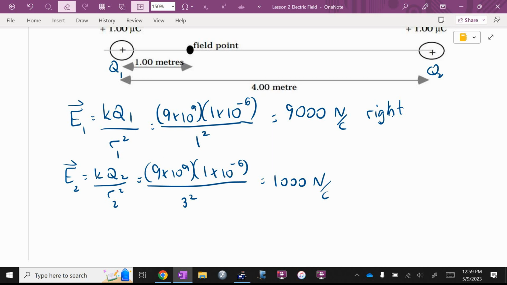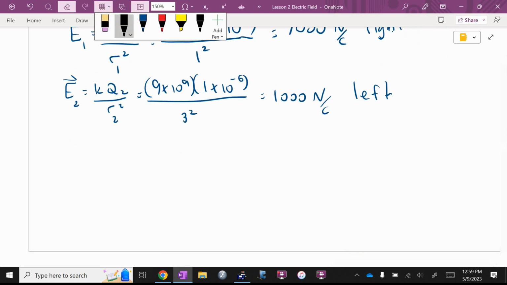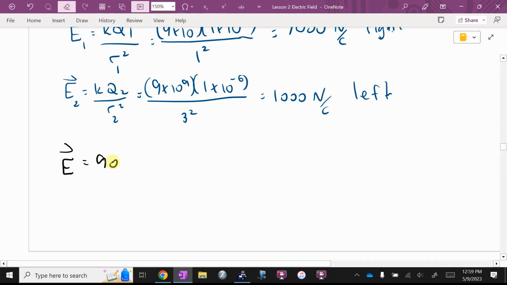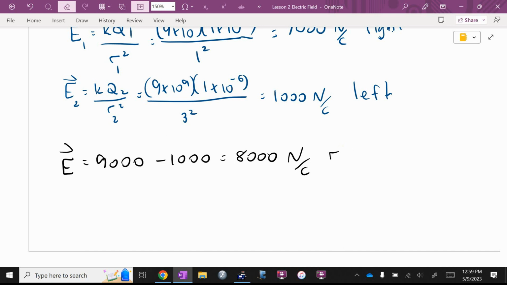Ashley, direction. Which way would a positive at that field point want to move because of Q2? Would it be attracted right or repelled left? Eric, how would I add 9,000 right and 1,000 left? Am I going to go 9,000 plus 1,000, or am I going to go 9,000 minus 1,000? Winner minus loser. In your homework, if you went straight to the answer, I'm fine with that. In our notes, let's write that we went 9,000 minus 1,000, 8,000 newtons per coulomb. Direction, Eric? Right.